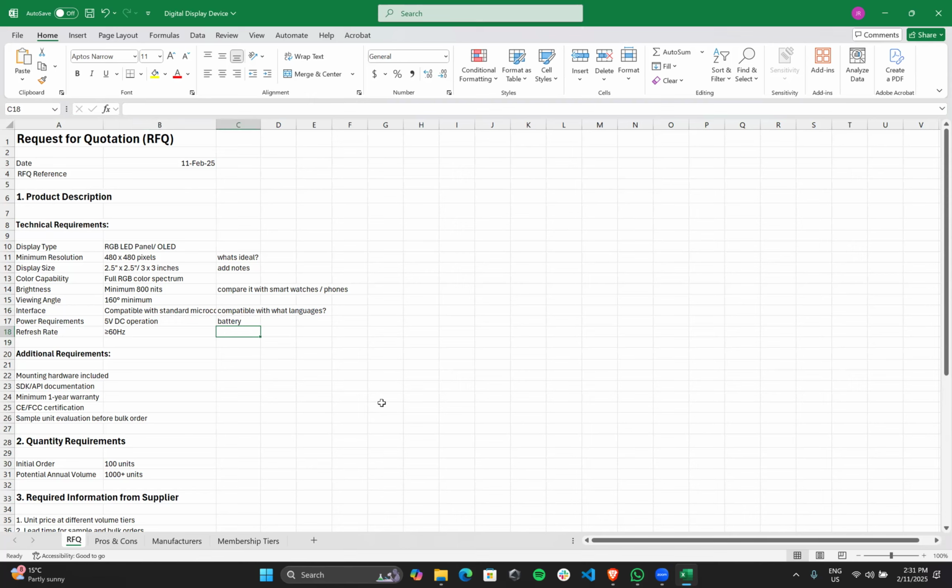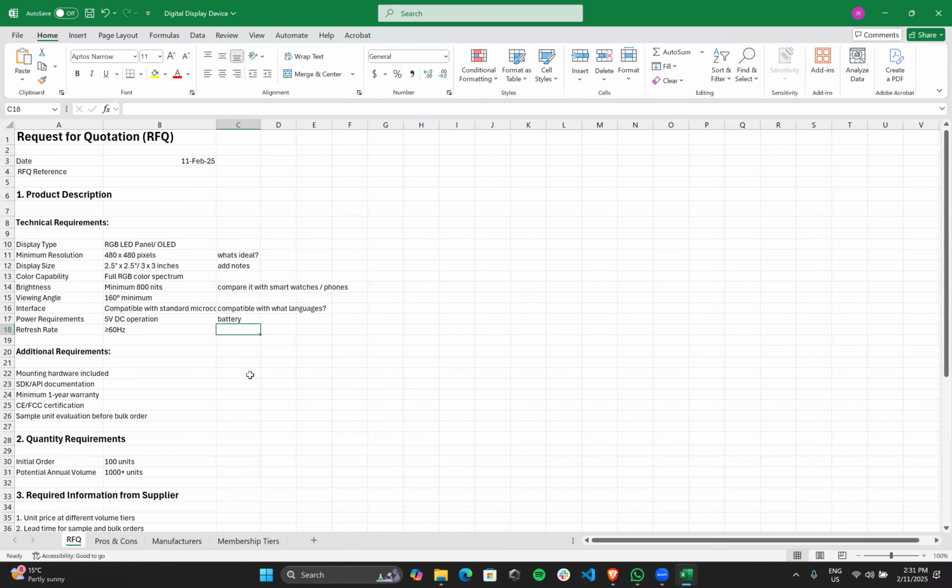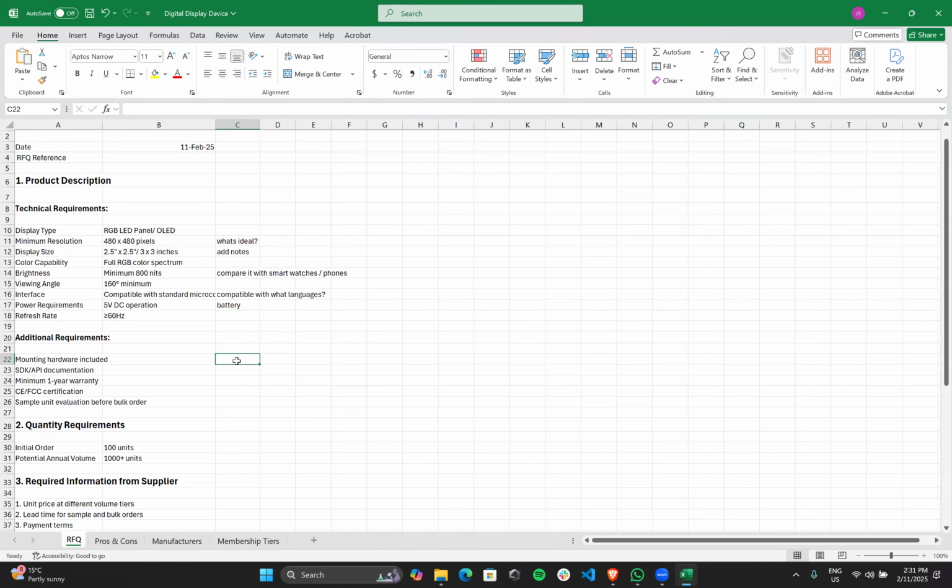Refresh rate. Okay. Mounting hardware, but you don't say what the mounting hardware is. That's the problem. Yeah, I need to mention. You got to say, and you should have a picture of it. You have a picture of it already.